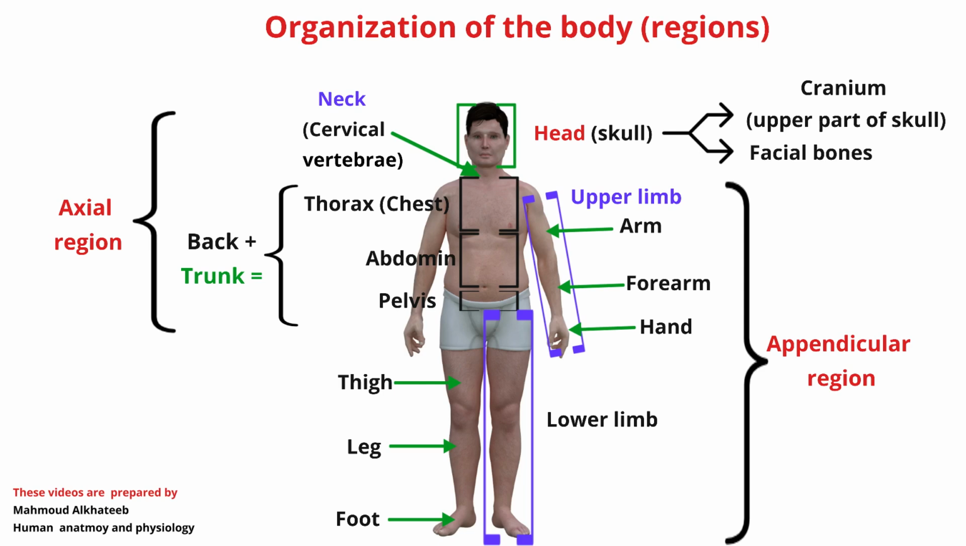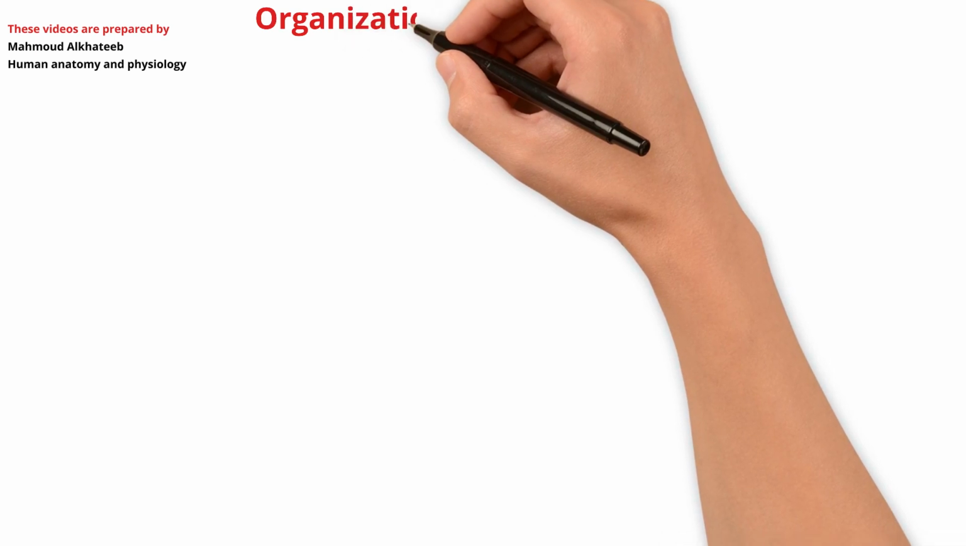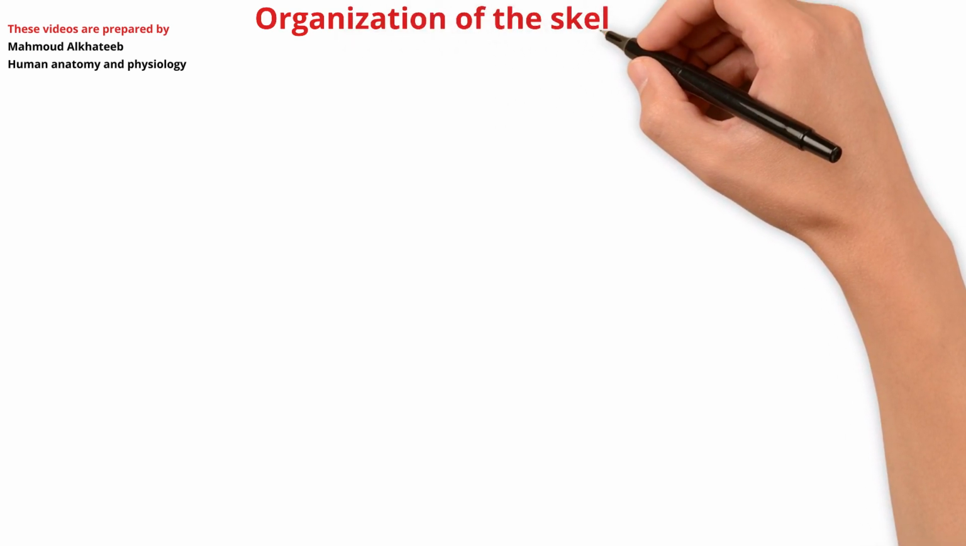Notably, all the structures forming these parts of the body regions, including muscles, nerves, organs, blood vessels, etc., will be covered in detail when we are discussing the body systems in the coming videos of this series. Now let's talk about the organization of our body. To understand that, we have first to understand the organization of our skeletal system.